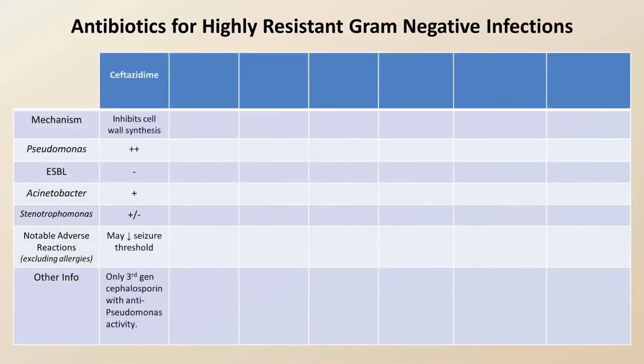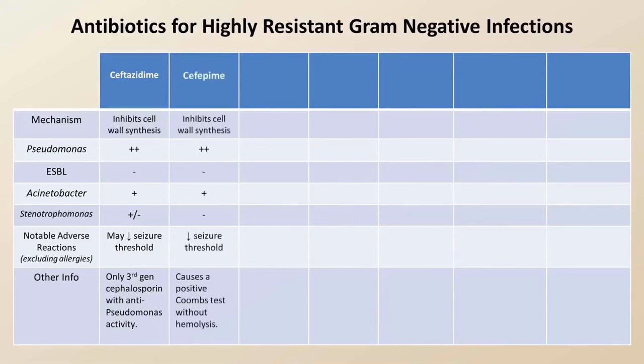Ceftazidime inhibits cell wall synthesis. It is great against Pseudomonas with some activity against Acinetobacter and unreliable activity against Stenotrophomonas. Notable adverse reactions include the possibility that it lowers seizure threshold. It's the only third-generation cephalosporin with anti-pseudomonal activity.